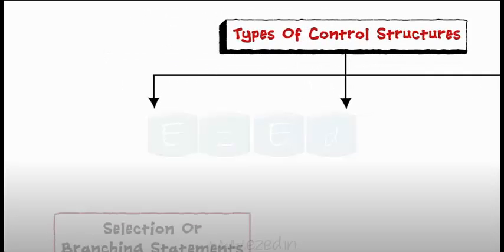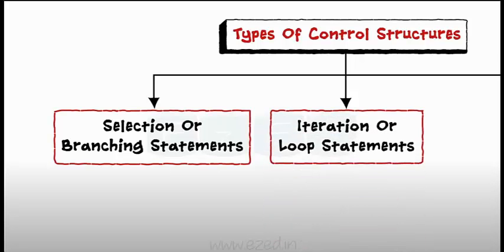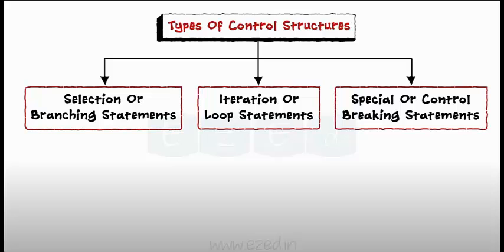There are three types of control structures in C. Selection or branching statements, iteration or loop statements, special or control breaking statements.